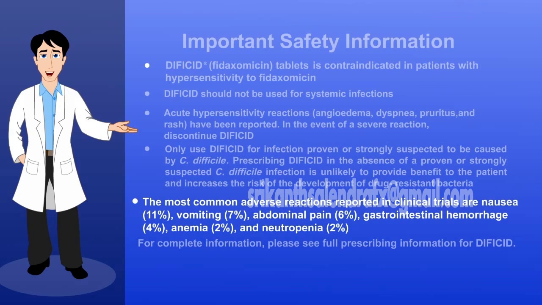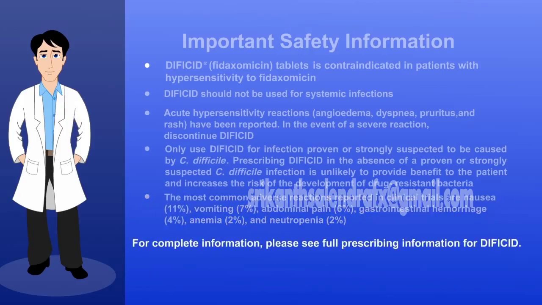The most common adverse reactions reported in clinical trials are nausea, 11%, vomiting, 7%, abdominal pain, 6%, gastrointestinal hemorrhage, 4%, anemia, 2%, and neutropenia, 2%. For complete information, please see full prescribing information for Dificid.